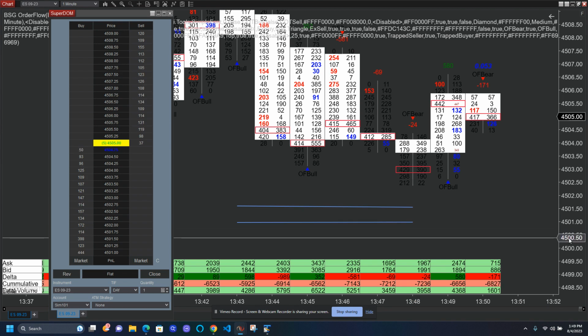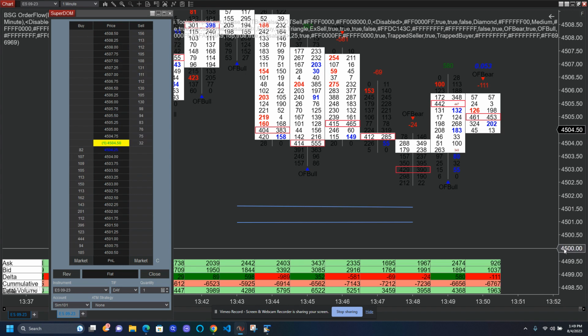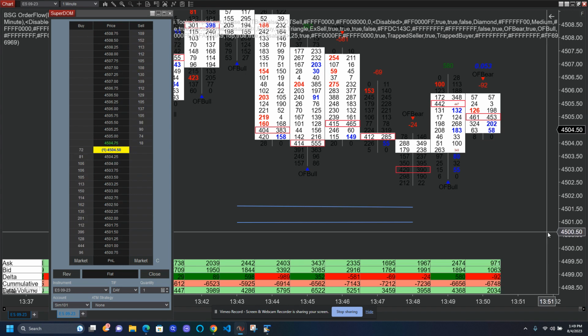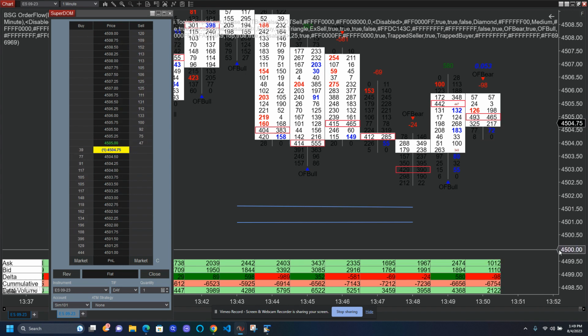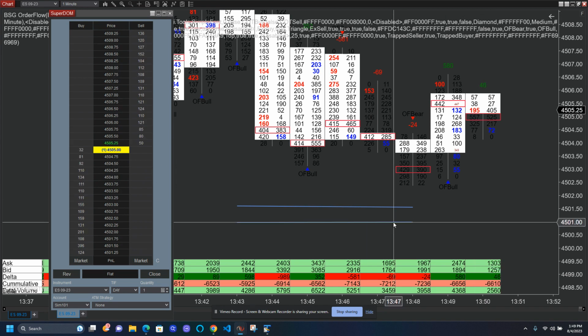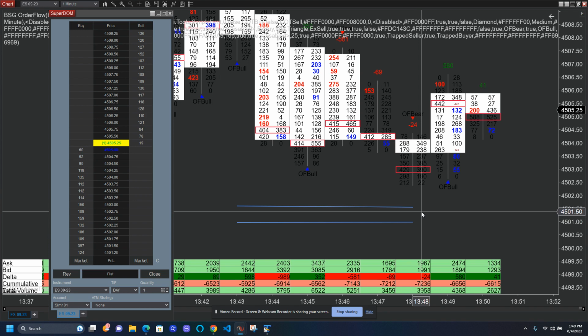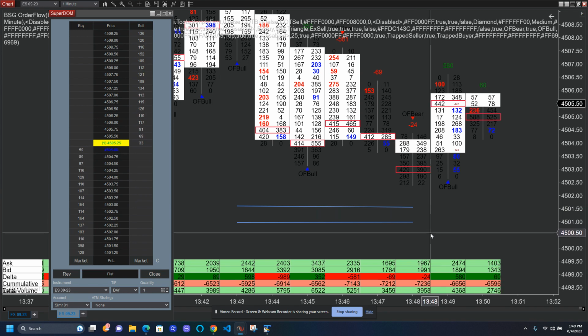I just want the most critical level. 4500 is a psychological level as well. 4500, that area, if that crosses, is going to go down further. I think it's supported by the liquidity. You can see in the liquidity below, it's more down there. There's a lot of liquidity in those areas, 4501, 4501, 4500. There's a lot of liquidity there.